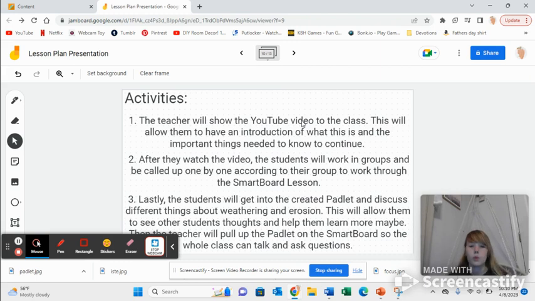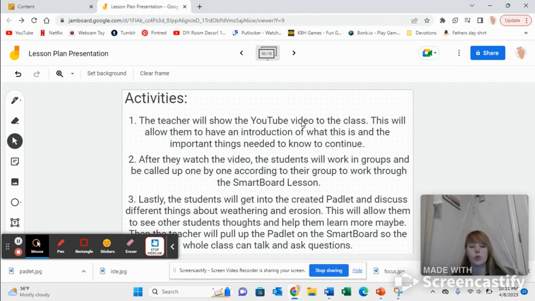And you also just work with that as a class. And then lastly, the students will get into the created Padlet and discuss different things about weather and erosion. This will technically be happening on their own. And then this will allow them to see other students' thoughts and help them learn more, maybe get some more questions, build some more thoughts in their mind.